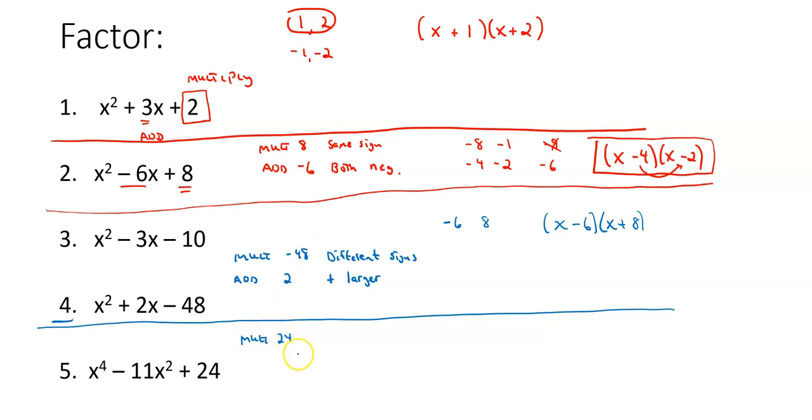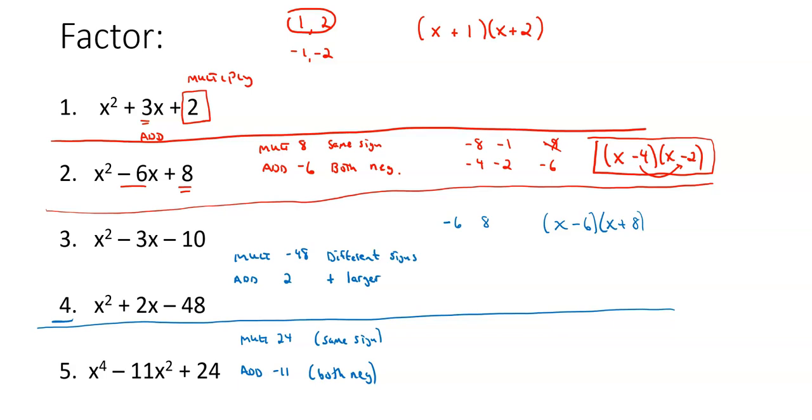Okay, they must then have the same sign, because if they multiply to be a positive, they've either got to be 2 negatives or 2 positives. They also have to add up to negative 11. So if they add up to negative 11, that means that both factors are negative, right? The only way I can add up two numbers with the same sign and get a negative is if they're both negative.